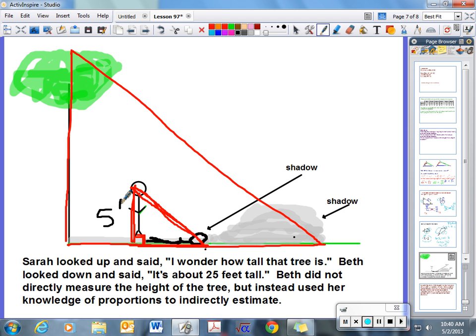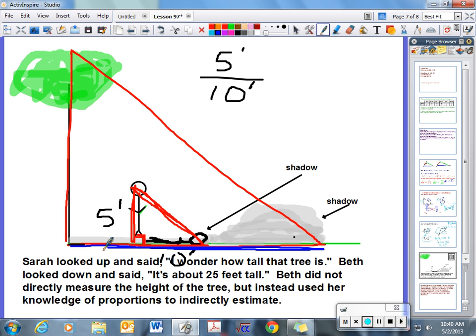And let's say, we'll just use some easy numbers here, that her shadow stretches out 10 feet. Okay? If we know that she is 5 feet tall, and her shadow is stretching out 10 feet, and we assume that those two right triangles are proportional, she could measure out how far the length of the shadow of the tree is, and then figure out how tall the tree is without climbing up there and measuring it.